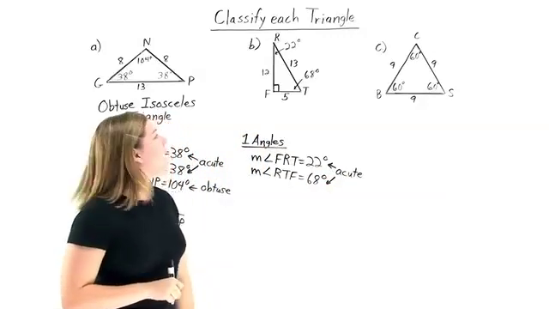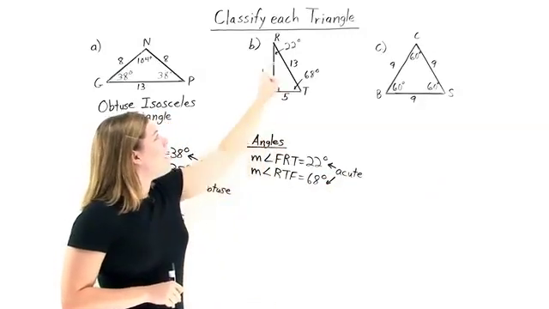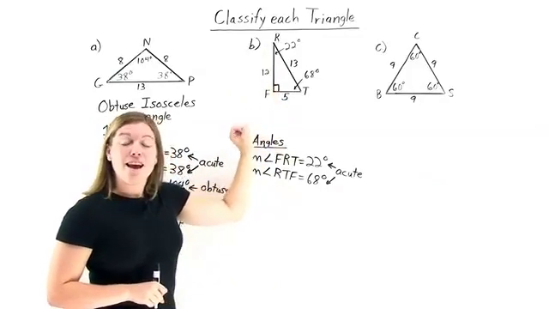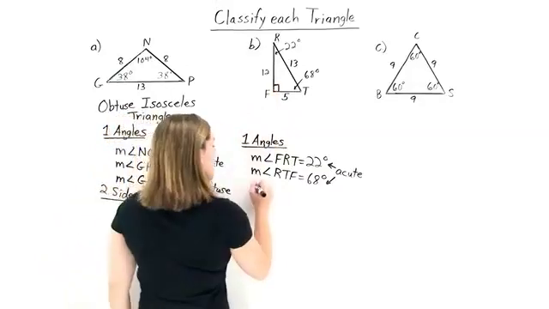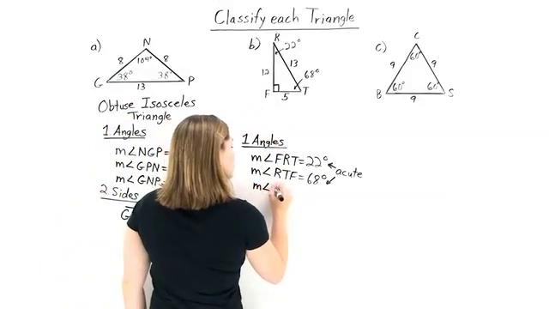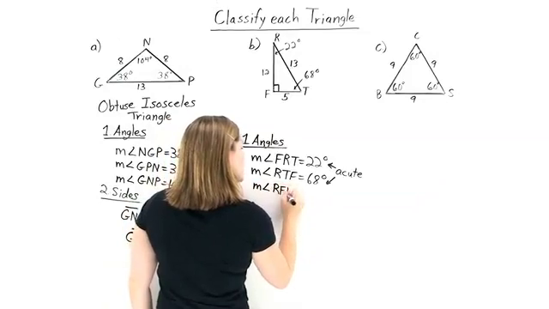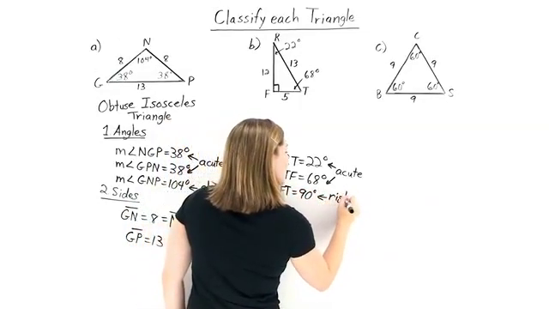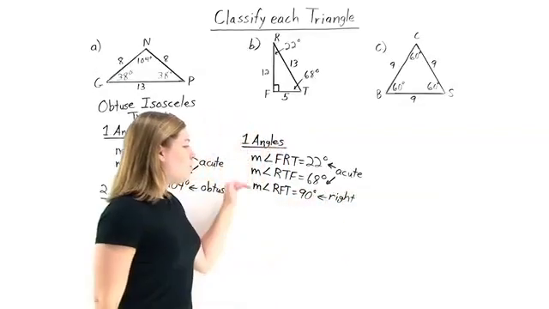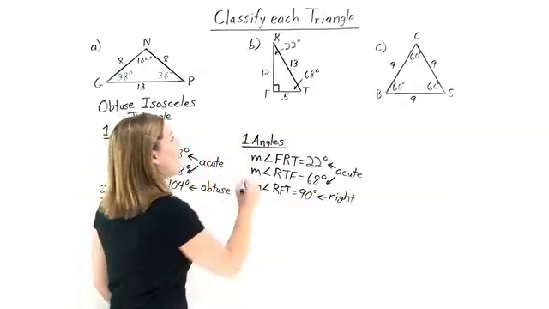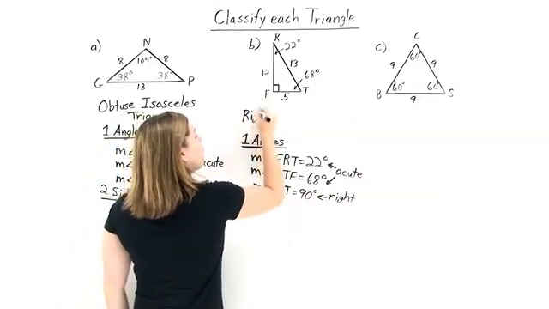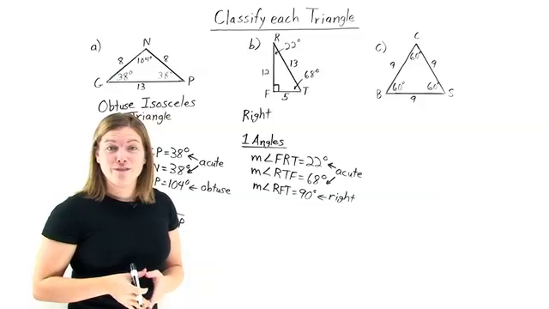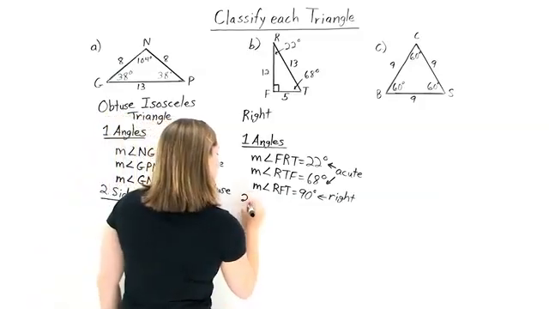Now what about that third angle? Well, here we have angle RFT, and it has this little box. That symbol means that we're working with a right angle. So the measurement of RFT would be 90 degrees, the measurement of a right angle. Now, since we have one right angle in this triangle, that means that we have a right triangle. But can we classify this triangle even further? Well, let's take a look at the sides.